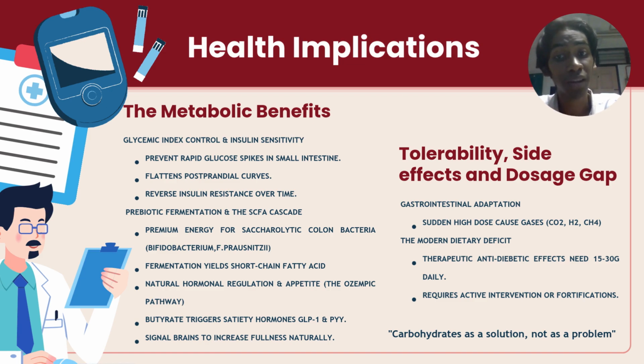More importantly, there is a massive modern dietary deficit. To achieve these benefits, we need 15 to 50 grams of resistant starch daily, yet the average Western diet delivers less than 5 grams. Reaching this goal requires active dietary interventions such as incorporating cooled cooked starch or utilizing industrial food fortification. Ultimately, as the quote at the bottom of the slide beautifully summarizes, we are here to shift the narrative. It's time to start viewing carbohydrates as a solution and not as a problem.